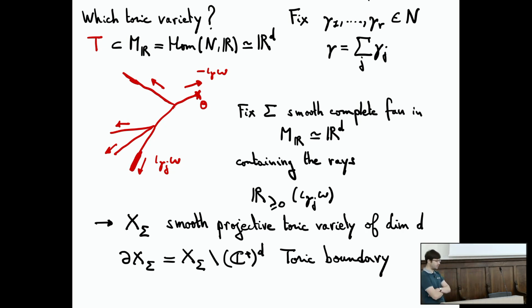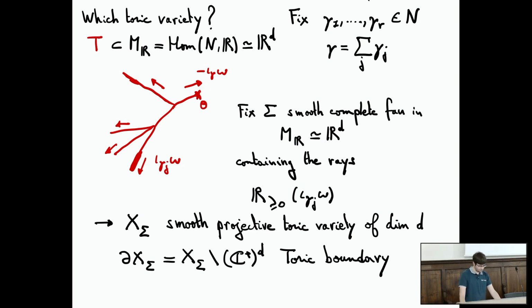And this leg going to infinity goes in the direction of the contraction of omega with gamma j. So we have these particular directions in our vector space which prescribe the asymptotics of your tree. And so it's natural to consider sigma, a fan in the real vector space which at least contains these rays. So I will consider a fan sigma containing these rays spanned by this omega contracted with gamma j.